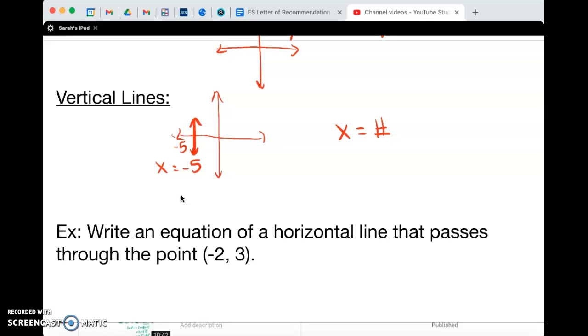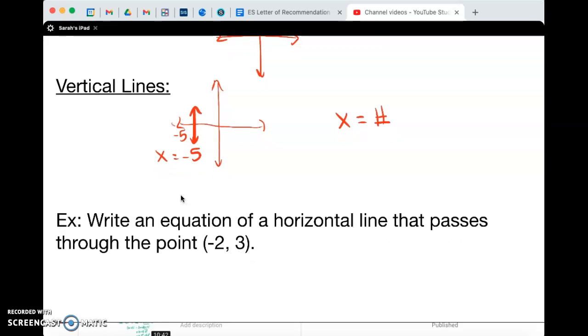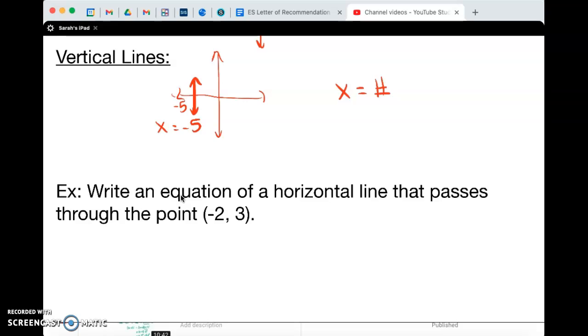Write the equation of the horizontal line that passes through this point. For a horizontal line, is it y equals or x equals? Y equals, because it has to cross the y-axis. Looking at the points, we just want the y value, which is 3. So it has to be y equals 3. Done.